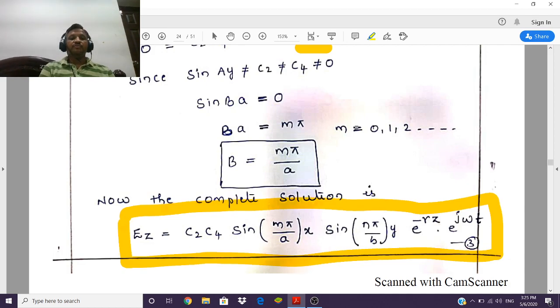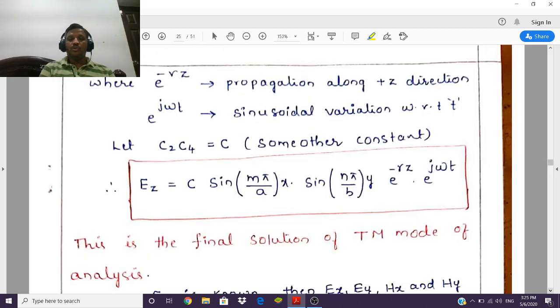There, C2 C4 both are constants. You can simply replace them with some other constant C. Here e power minus gamma z is a wave propagating in the positive z direction, and e power j omega t is a sinusoidal variation with respect to time.